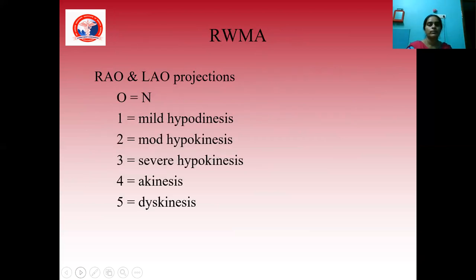Regional wall motion abnormalities. RAO and LAO projections are usually done for this. Grade 0 indicates no regional wall motion abnormalities. Grade 1 is mild hypokinesis. Grade 2 is moderate hypokinesis. Grade 3 is severe hypokinesis. Grade 4 is akinesis. Grade 5 is dyskinesis.